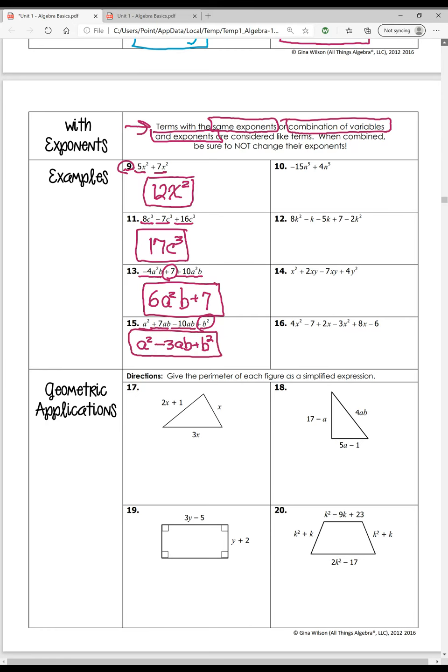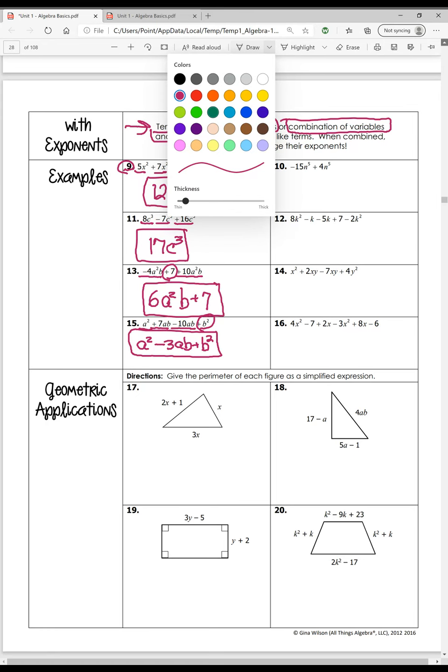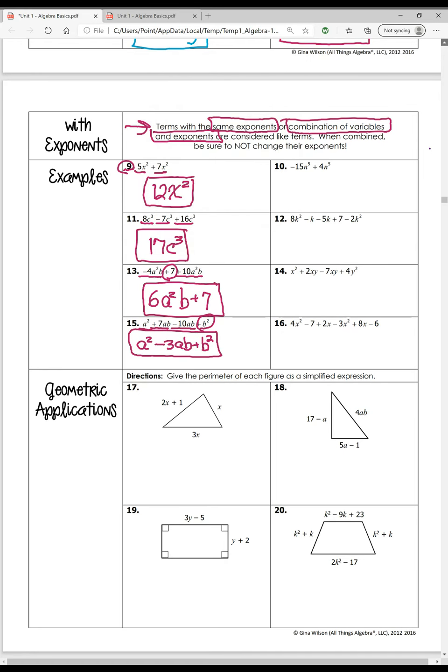So I want you to take a minute, and I want you to do the next group on your own, and then come back and you can check your work. Okay, now that you've done these on your own, let's see how you did.